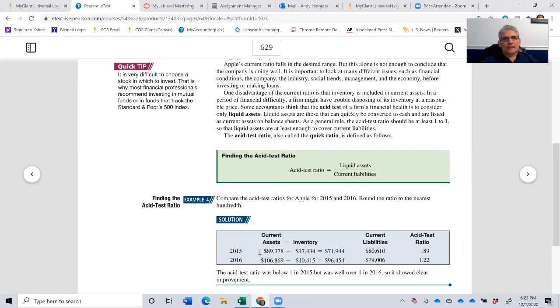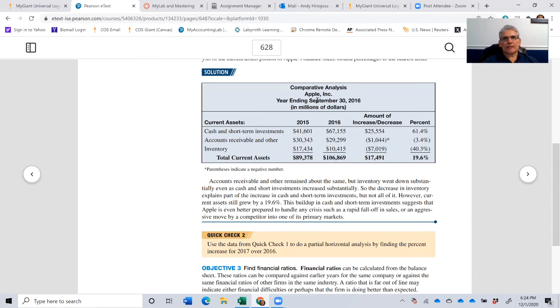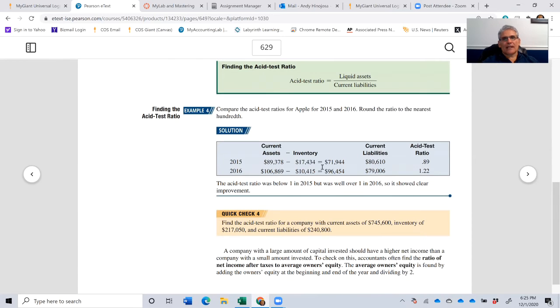For 15, it appears that our current assets are 89,378. What page was that on? I think on page 628, we'll see that the current asset section is broken down between cash and short-term investments, accounts receivable, and inventory. So when we're doing the asset test ratio, we're just going to exclude inventory. So we've got 15 and 16. The total current assets for 15 are 89,378. We're going to subtract inventory of 17,434. And that's going to give us the dollar amount we need in order to compute the asset test ratio.